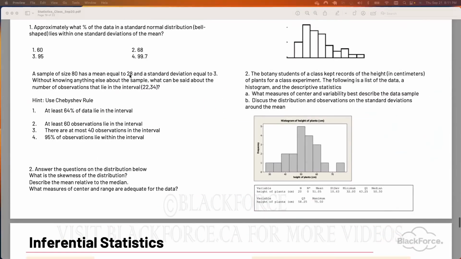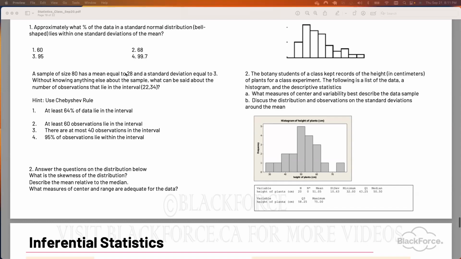So here the mean is 28, the standard deviation is 3. If you want to say one standard deviation around the mean, that will be plus or minus 3, right? So 28 plus or minus 3 will be 25 to 31. Does that make sense? That'll be one standard deviation.